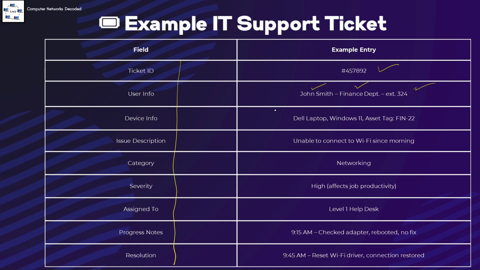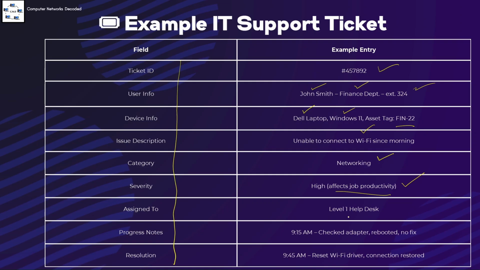The device of the user that is having the issue, for example, the Dell laptop, the operating system of the device, and the device tag. Then the description of the issue. In this case, let's suppose the device is having an issue that it is unable to connect to the Wi-Fi since morning. The category of the issue is related to networking. Severity is high, so this affects job productivity. The user cannot do his or her job.